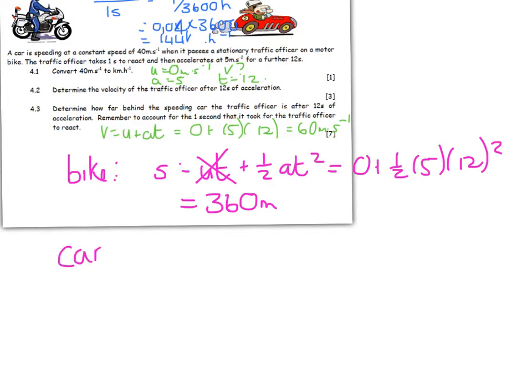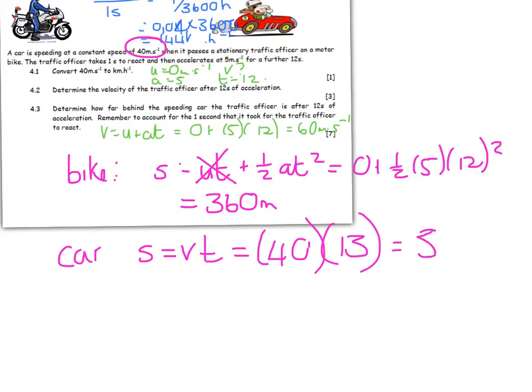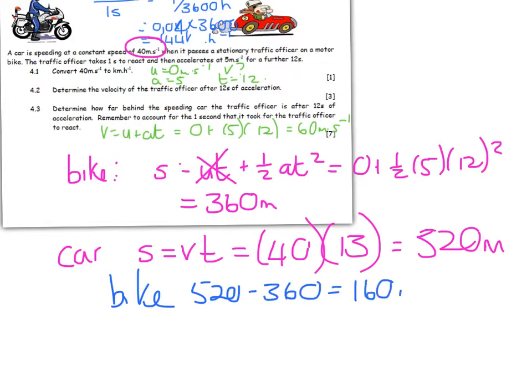The car has been traveling at a constant velocity, so I don't have to use an equation of motion. When we've got constant velocity, we can just use displacement as velocity times time. His constant velocity was 40 meters per second. His time was not 12 seconds, but 13 seconds, and I'll end up with 520 meters. Therefore, the bike is still 520 minus 360, which is equal to 160 meters behind the car.